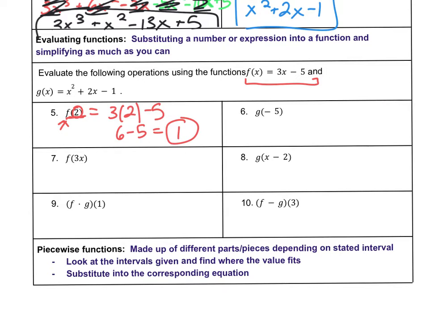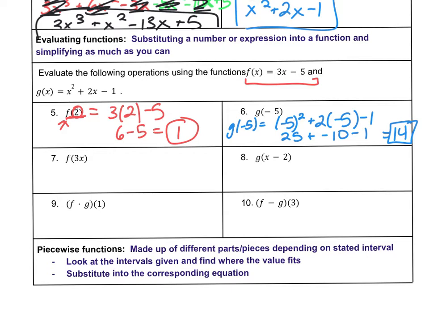Okay, so g of -5 just means plug in -5 everywhere you see x in g of x. Okay, -5 squared is 25, plus 2 times -5, which is -10, minus 1. Simplify that. 25 minus 10 is 15, minus 1 is 14. And that is my answer on that one.